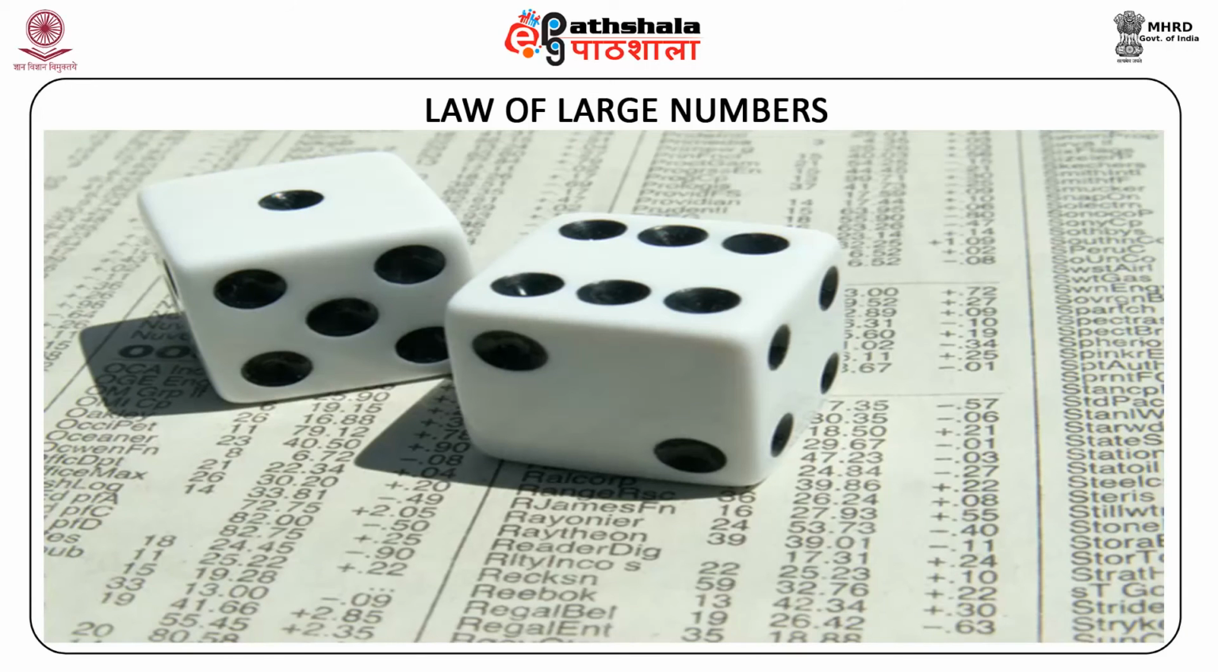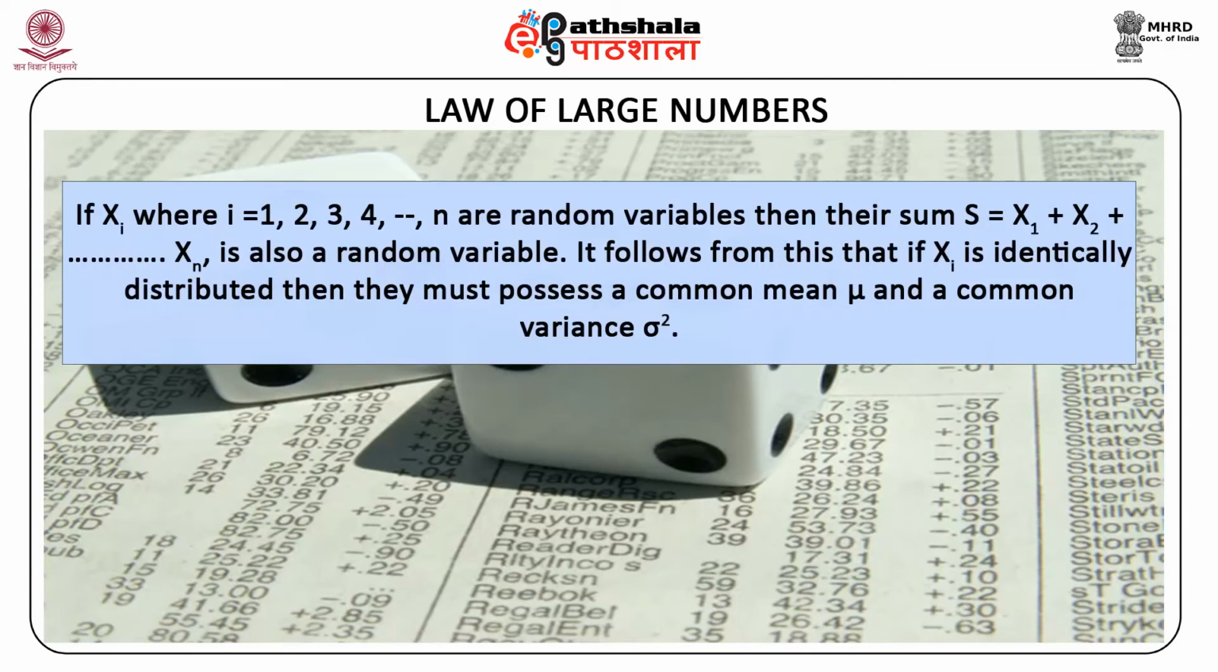Before defining the law of large numbers, recall that if Xi, where i equals 1, 2, 3, 4, and so on up to n, are random variables, then their sum S = X1 + X2 + and so on + Xn is also a random variable.